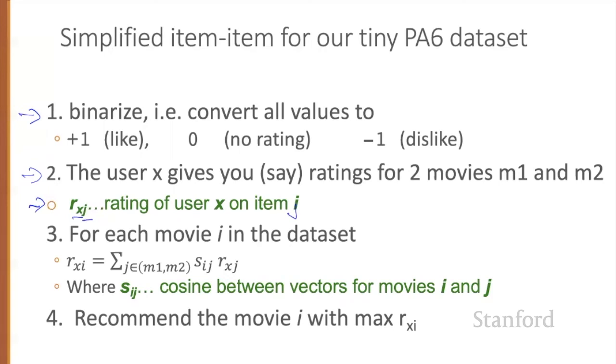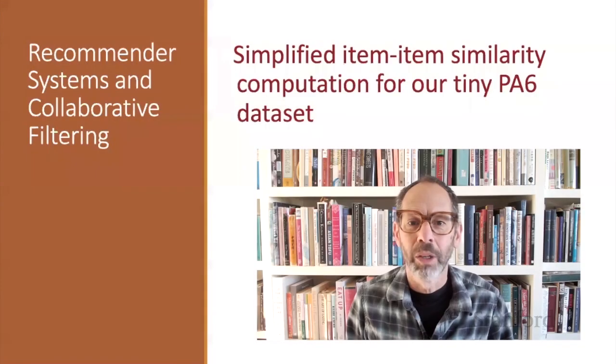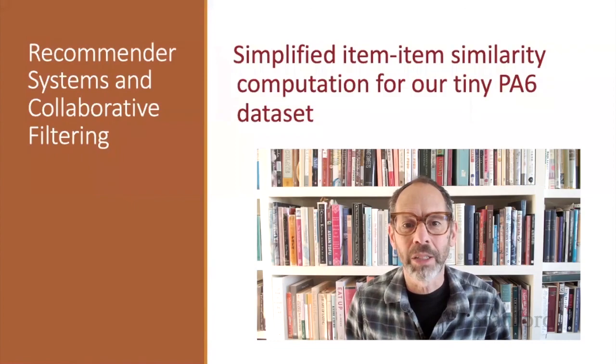Now for each movie I in the data set, we get our ranking on movie I by summing over the 2 movies the user gave you, the rating that the user gave for movie J times the similarity of movie J to the movie I we're trying to rate. And for similarity, we'll just use plain old cosine between the vectors. And then we'll recommend the movie I that has the maximum R sub xi. So the computation for PA6 is much simpler.